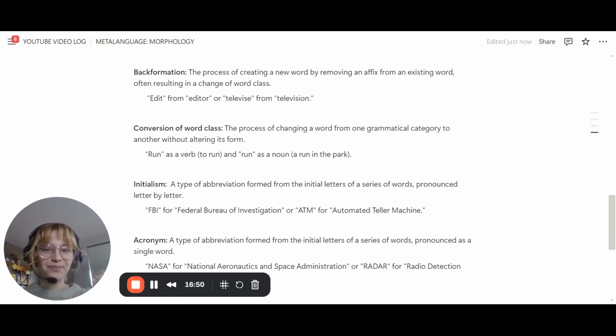Conversion of word class. So this is where you're not actually adding any affixes or changing the word with any morphemes, but you are changing the word class, the grammatical category. We'll go over word classes in lexicology, but a few key ones are nouns, verbs, adverbs, and adjectives. In general, conversion of word class will involve changing from one of these to another without adding or taking away any affixes. So for example, the verb to run and run the noun. Or Google. Google, the proper noun, is also now a verb, to Google something. So that's conversion of word class.